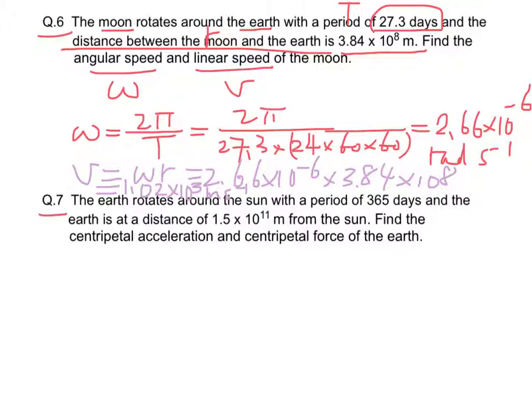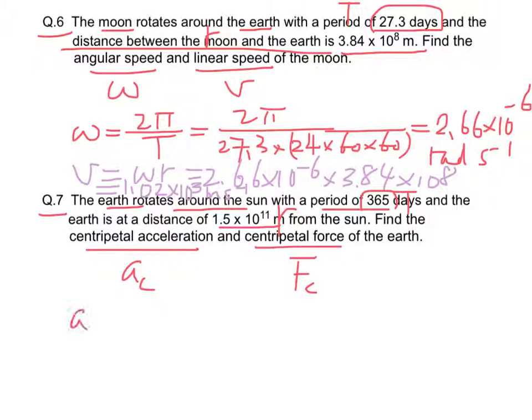Number 7. The Earth rotates around the Sun with a period of 365 days, and the Earth is at a distance of 1.5 times 10 to the power 11 meter from the Sun. Find the centripetal acceleration and centripetal force on the Earth.